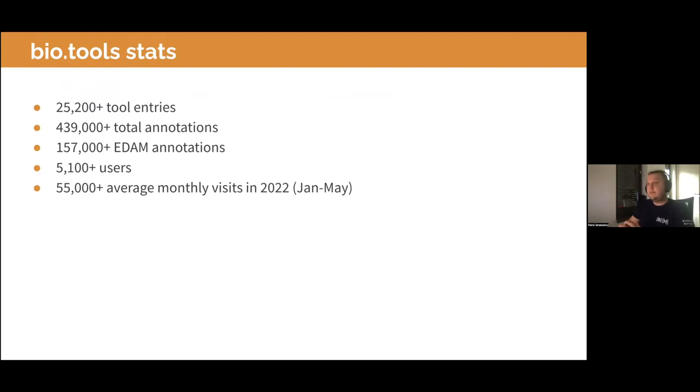We have over 25,000 tool annotations currently as of yesterday. There are over 400,000 tool entries, I want to say, and then there are over 400,000 tool annotations or properties in total, among which over 150,000 are EDAM. There are over 5,000 users and over 55,000 average monthly visits, at least in 2022. So these are always growing compared to last year when the average was around 35,000-40,000. So this is a good thing to see. But for this year, it's around 55,000.